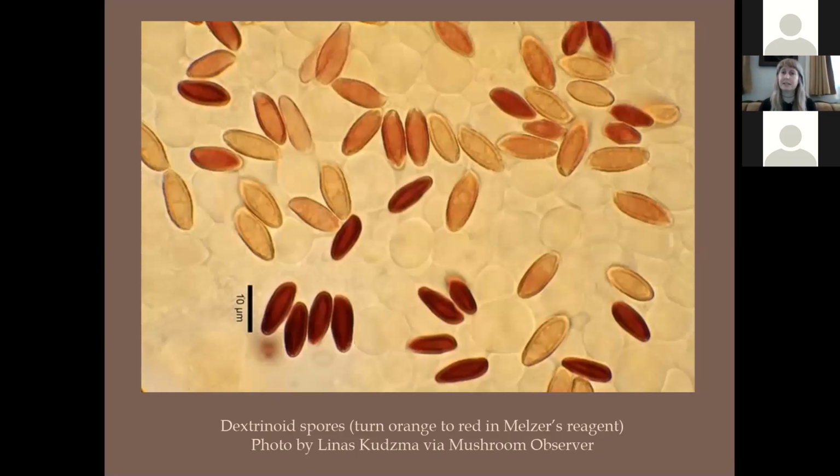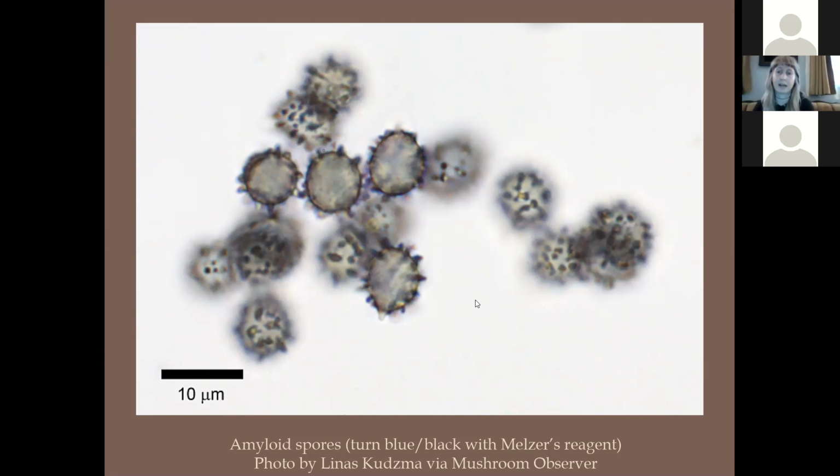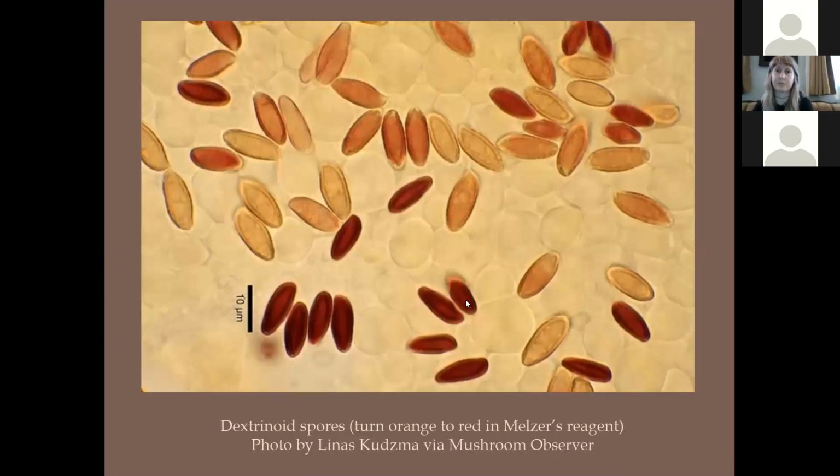Okay, so here is an example of what a dextrinoid reaction looks like. Remember that is the different kind of reaction that you see in Melzer's reagent. So you have this blue-black reaction, and then you have these red-orange reactions.